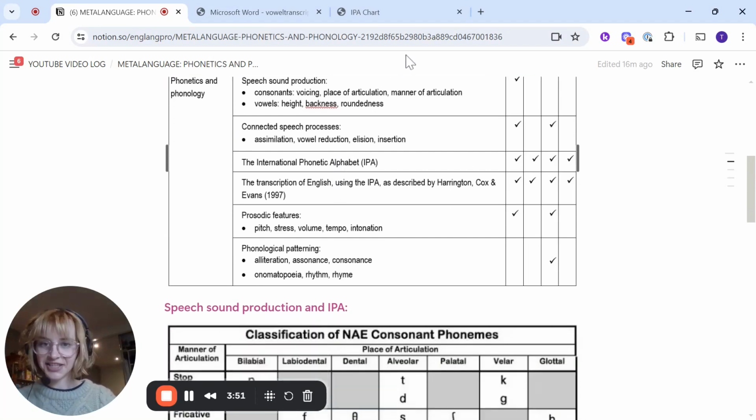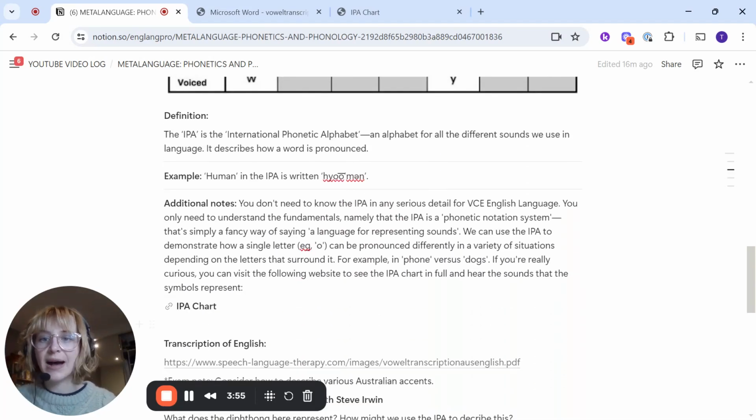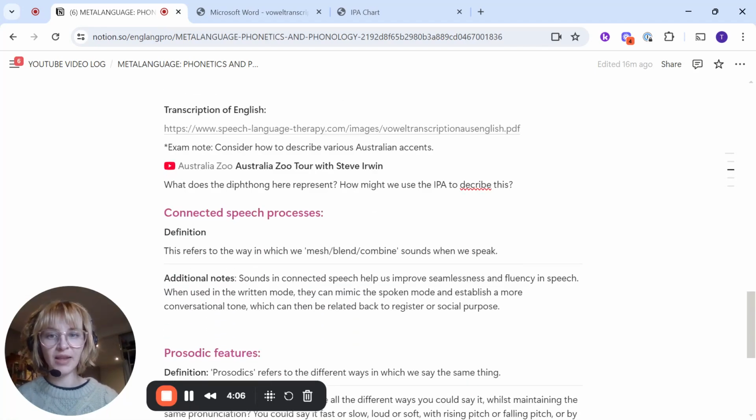Then we've got connected speech processes, which are very, very relevant in year 12 as well. I've left you guys a bit more notes as well. This will be available down below. Have a read. This is a bit of an explanation for things like the IPA as well.